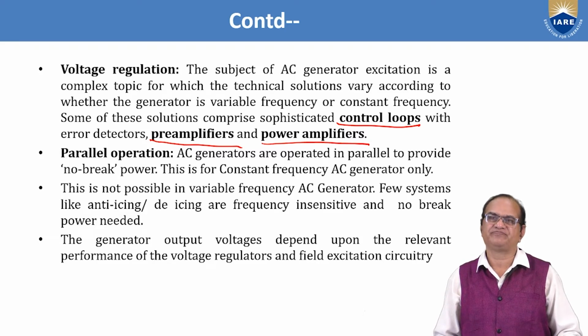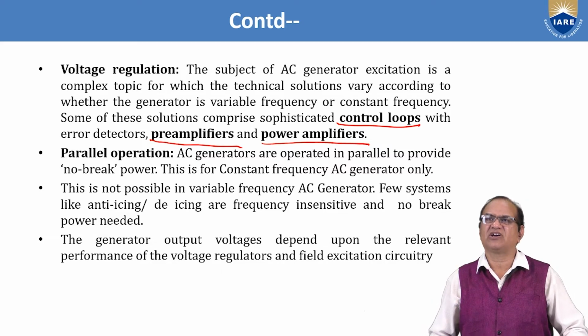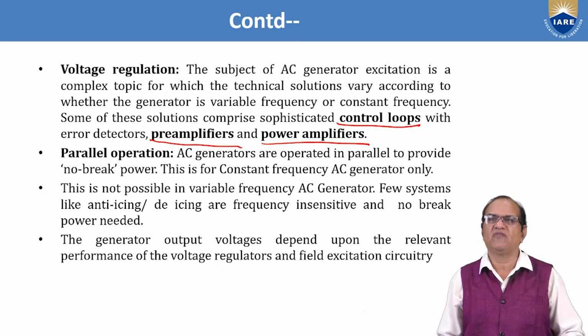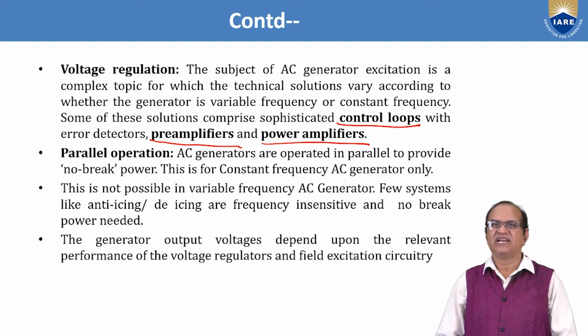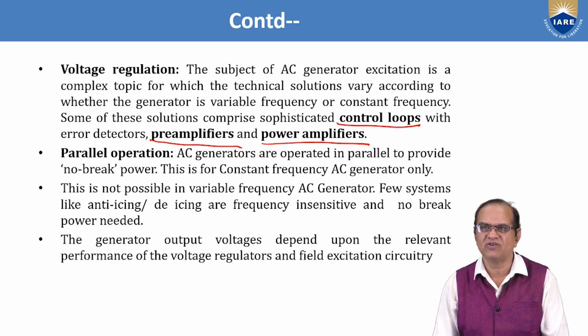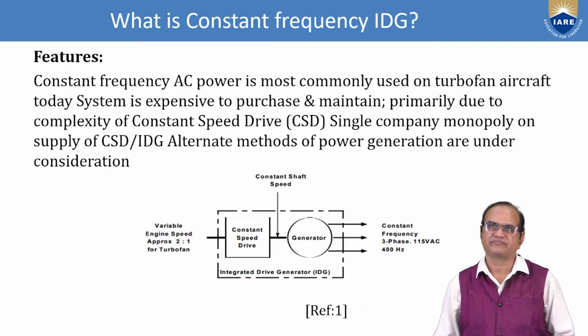Parallel operation. AC generators are operated in parallel to provide no-break power. This is for the constant frequency AC generator only. This is not possible in a variable frequency AC generator. A few systems like anti-icing and de-icing are frequency sensitive too, and need no-break power. The generator output voltage depends upon the relevant performance of the voltage regulator and field excitation circuitry.